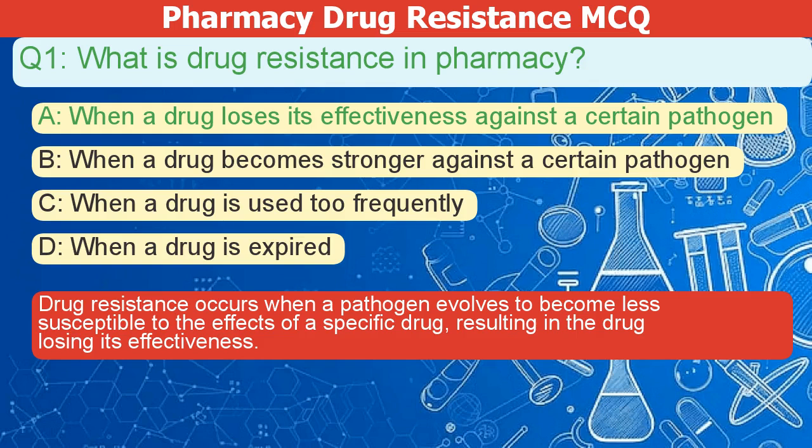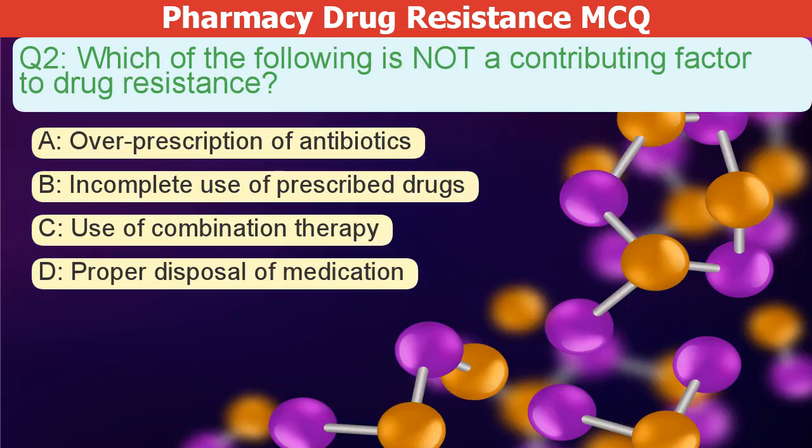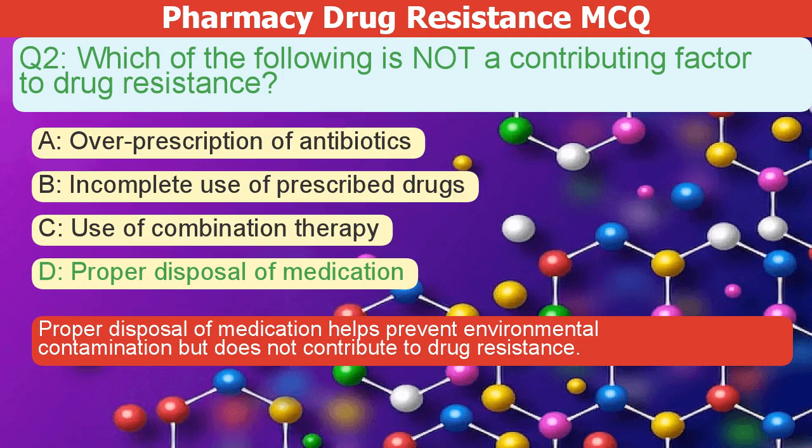Drug resistance occurs when a pathogen evolves to become less susceptible to a specific drug, resulting in that drug losing its effectiveness. Which of the following is not a contributing factor to drug resistance? A. Overprescription of antibiotics. B. Incomplete use of prescribed drugs. C. Use of combination therapy. D. Proper disposal of medication. The correct answer is D.